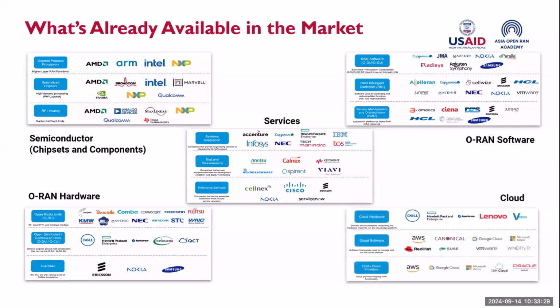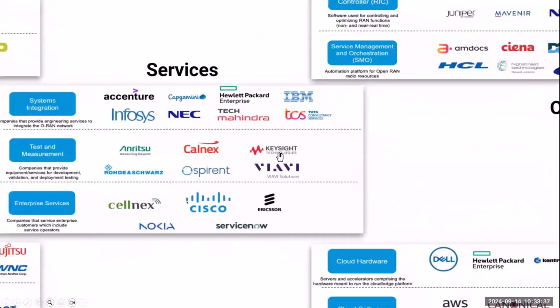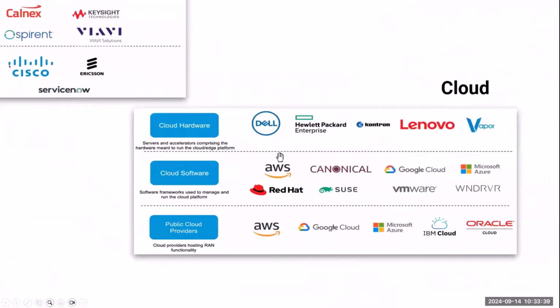Now for the cloud, I believe familiar din kayo dito sa mga cloud. So cloud is not anymore focusing doon sa mga cloud computing natin, no? So yung mga cloud hardware like Dell. So these are the servers and accelerators comprising yung mga hardware meant to run sa cloud or edge platform. Ayan si Dell, Hewlett-Packard, Quanta, Lenovo, and Vapor.